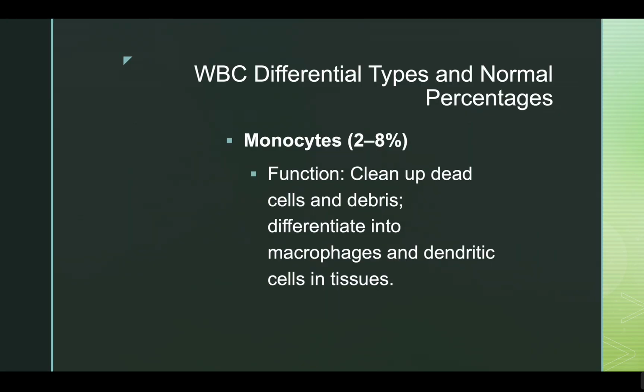The monocyte is the third type of white blood cell that we know of, and this takes 2 to 8% of the normal panel. The main function of the monocytes is to clean up dead cells and debris from the body, and that's what we know them to do.